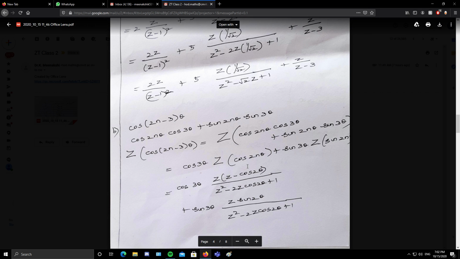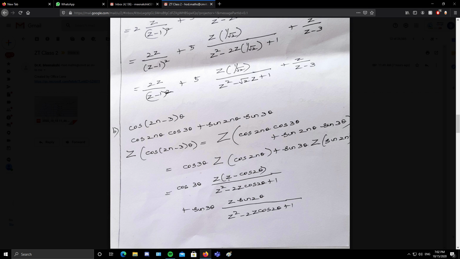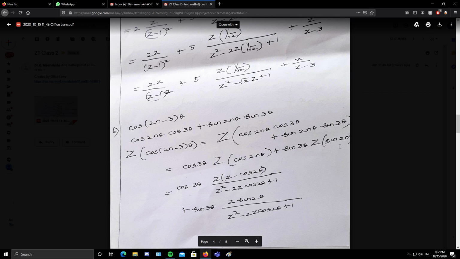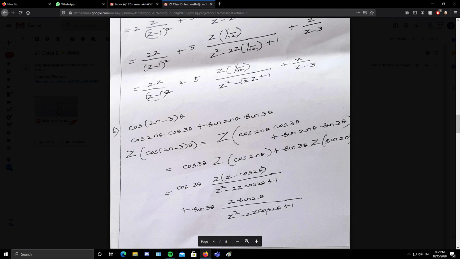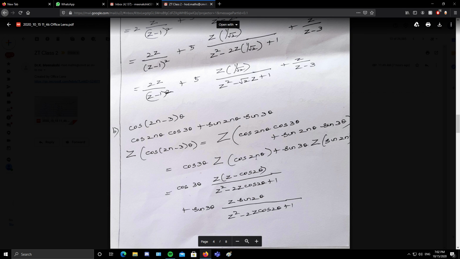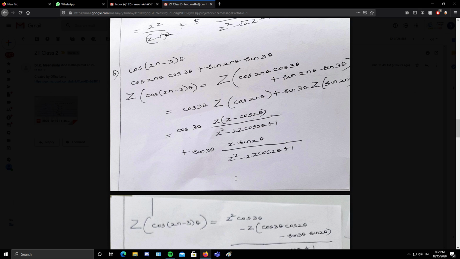So what is Z of cos n theta? Z into z minus cos theta by z square minus 2z cos theta plus 1. So in place of theta you have 2 theta. What is Z of sin 2n theta? Z sin theta by z square minus 2z cos 2 theta plus 1. In place of theta you have 2 theta. So then comes the simplification.